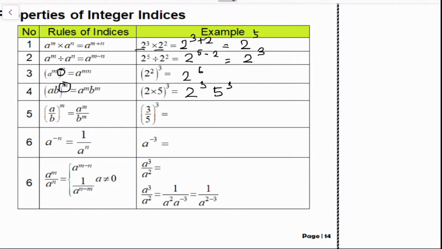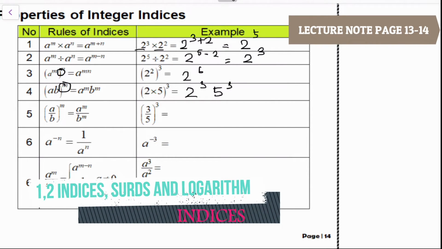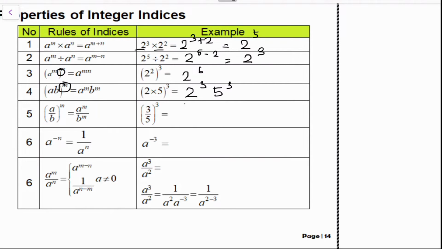Okay, the same thing, just now you were dealing with multiplication, and now you are dealing with division, different base but with the same power. So you can separate them by writing 3 to the power of 3 divided by 5 to the power of 3.